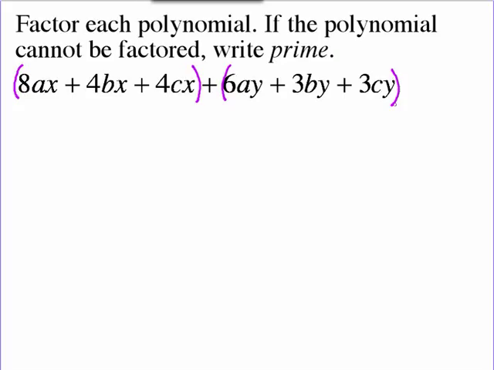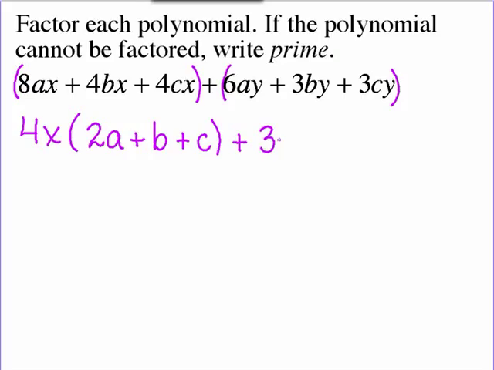So when I group them that way, what is in common with the first group of three? Yep, 4X. Now when I take a 4X out, what does that leave me with? 2a plus b plus c. Good. What can I take out from the second set? 3y. What does that leave me with? 2a plus b plus c.